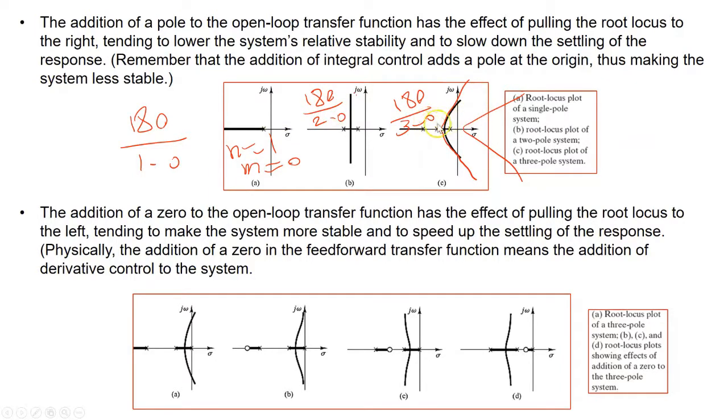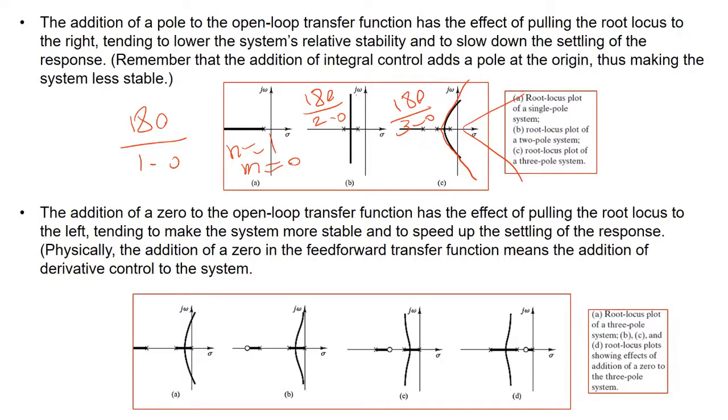And so when these asymptotes go to the right, the root locus will ultimately fall onto the asymptotes and then move to the right-hand side of the imaginary axis. So this can clearly tell you what's happening when you're adding poles.